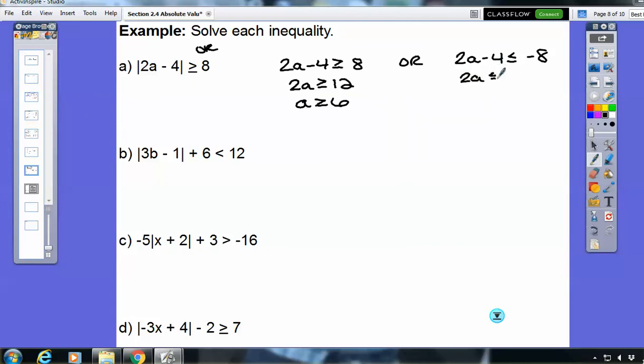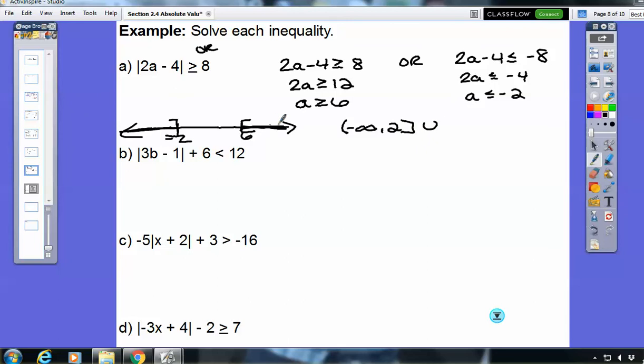This one, if you add your 4, divide by 2. I want the interval notation here, so if you need to, you could draw yourself just a rough graph. Greater than or equal to 6 would be starting at 6 and going to the right. Less than or equal to -2 would be starting at -2 and going to the left. So if I ask for the interval notation, what would you write for the first piece? Union, this piece.